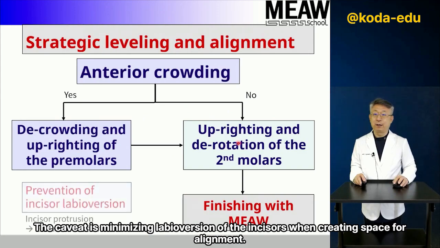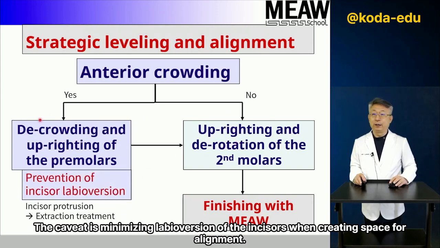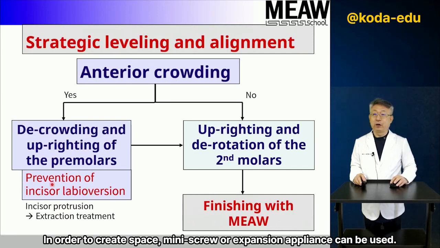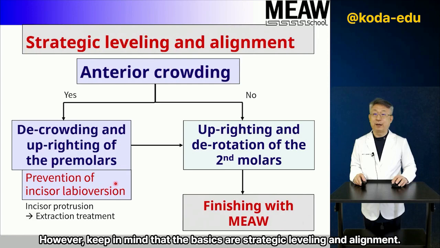The caveat is minimizing labioversion of the incisors when creating space for alignment. In order to create space, miniscrew or expansion appliance can be used. However, keep in mind that the basics are strategic leveling and alignment.